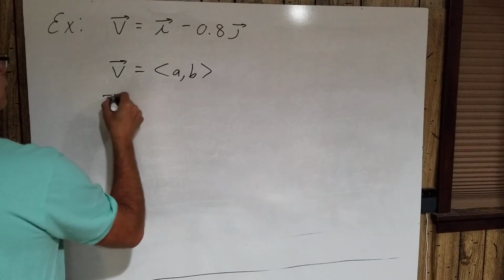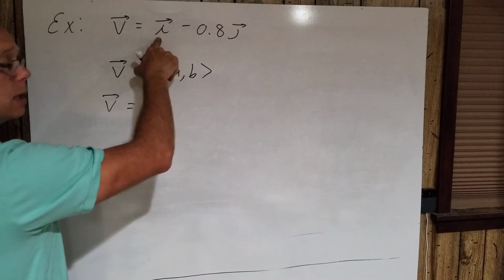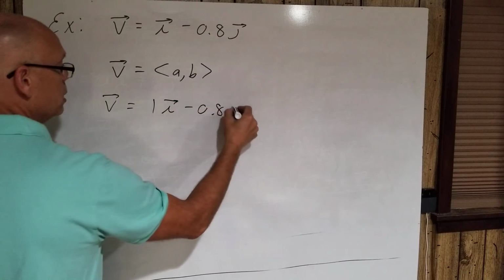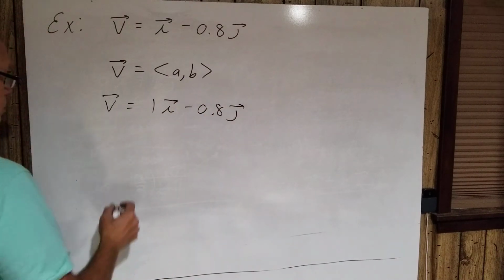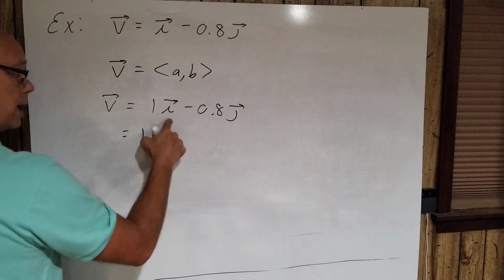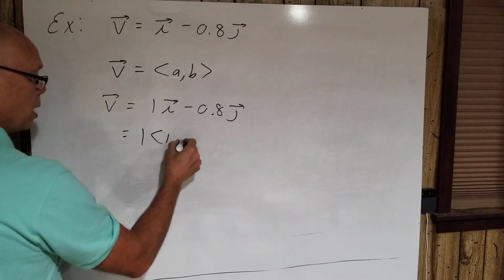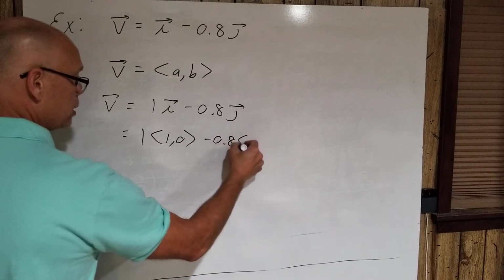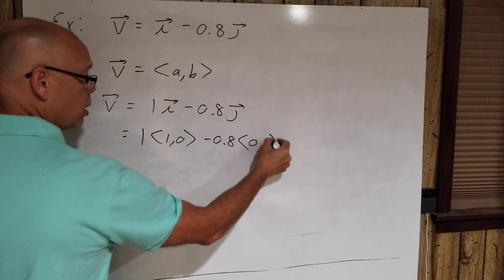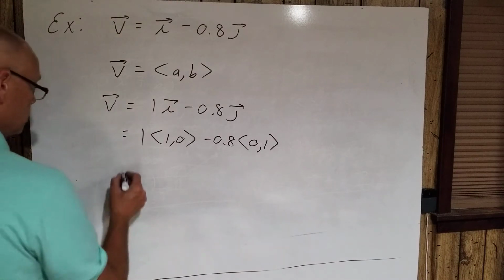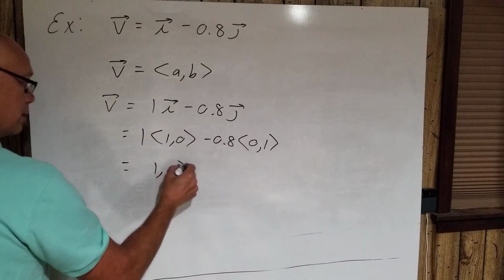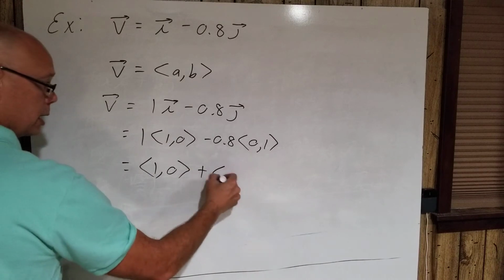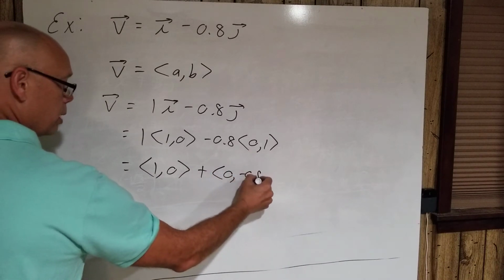Alright, so is vector v, if it's this, isn't it really 1i minus 0.8j? Well, isn't it the same thing as 1 times vector i, which is 1, comma 0 in component form, minus 0.8 times vector j, which is just really 0, comma 1 in component form, right? So isn't that 1, comma 0? And then if I distribute this negative 0.8, I get 0, comma negative 0.8.